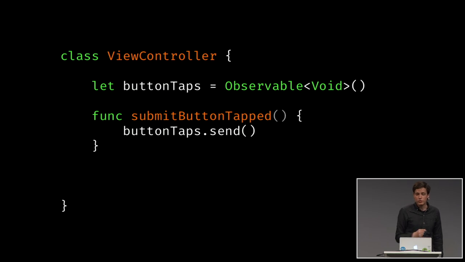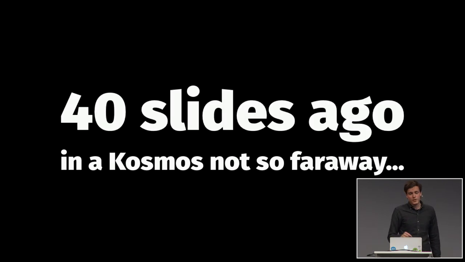We want to define the observable beforehand, and then inside the function, we call a send method to indicate that the button has been tapped. But observable actually requires a subscription handler when you initialize it, and the send method doesn't exist, so this doesn't compile. But this might remind you of something that we talked about a little while ago.